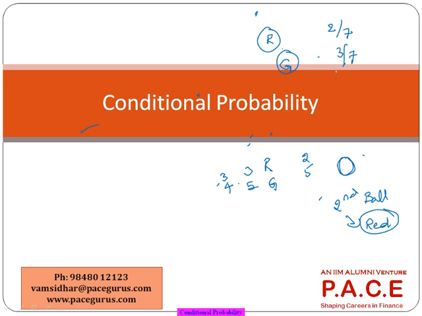If the first ball is a red ball, then the probability of the second ball being red is 2/7. If the first ball is a green ball, the probability of the second ball being red is 3/7. So wherever such a thing comes into the picture, where some event has already occurred, given that the first one is a red ball, what is the probability that the second one is red? Then what is that kind of event called?